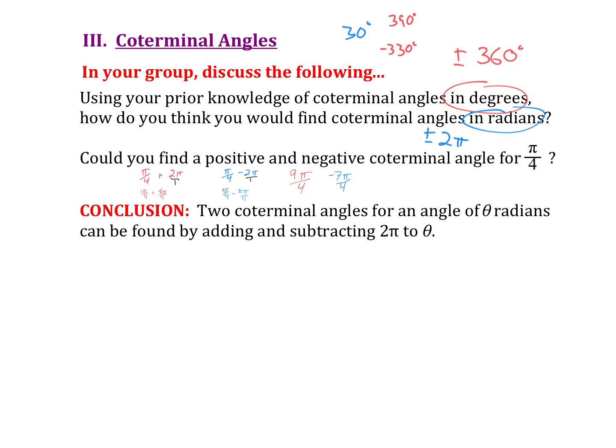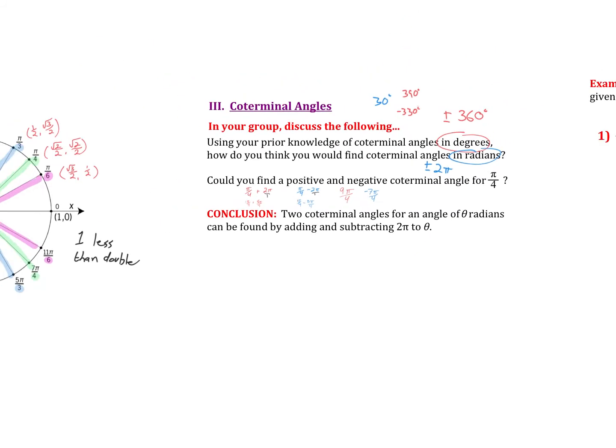So the conclusion here, we already discussed it. Two coterminal angles for radians can be found by adding or subtracting 2 pi to your original angle. Remember that symbol is theta, and that indicates an unknown angle.